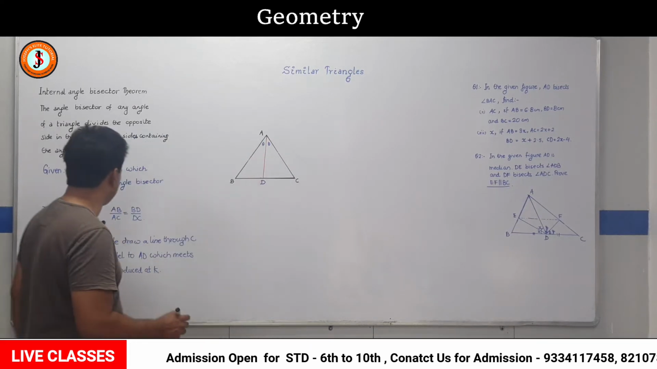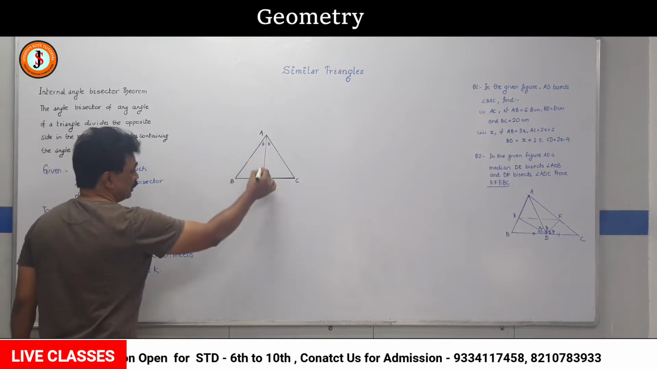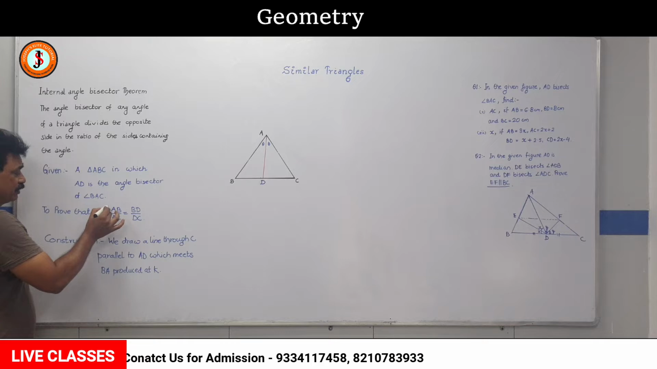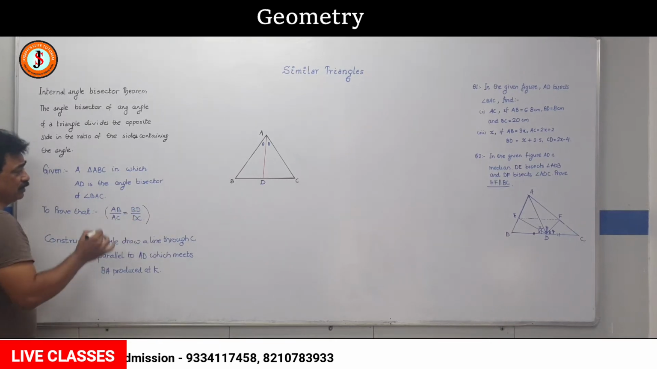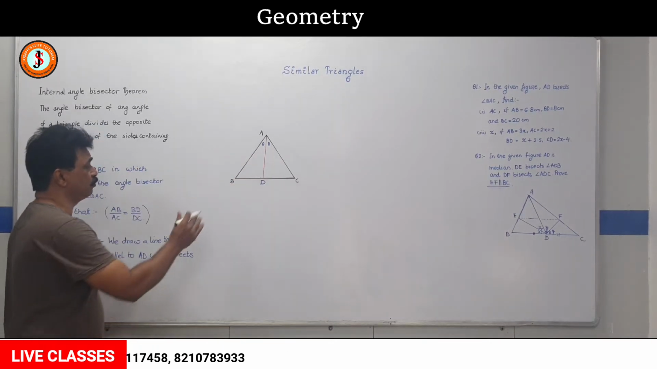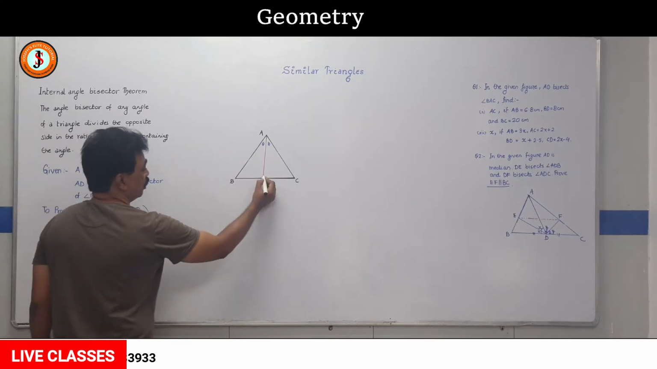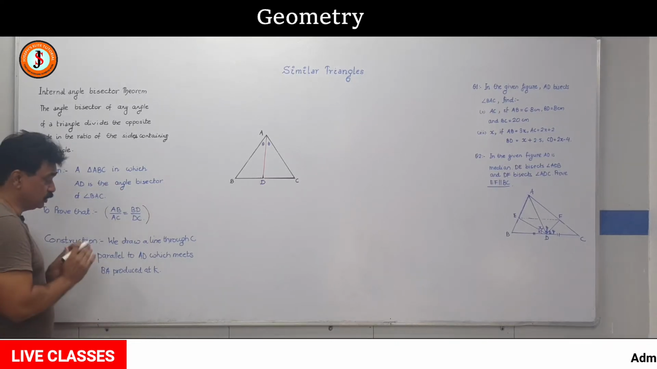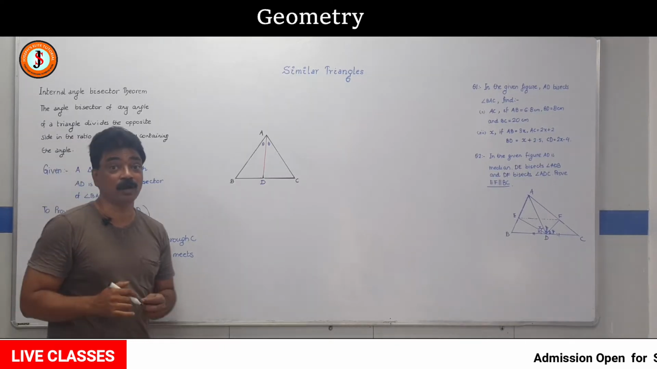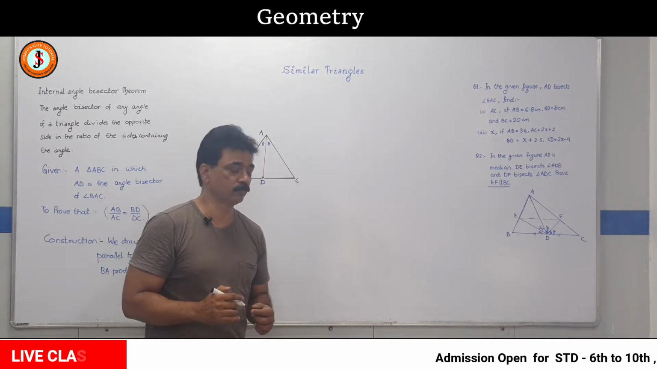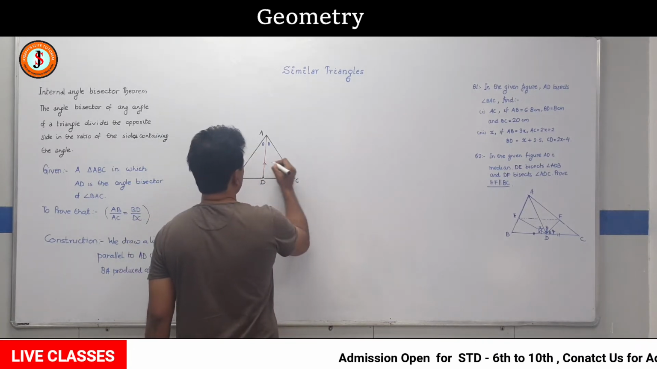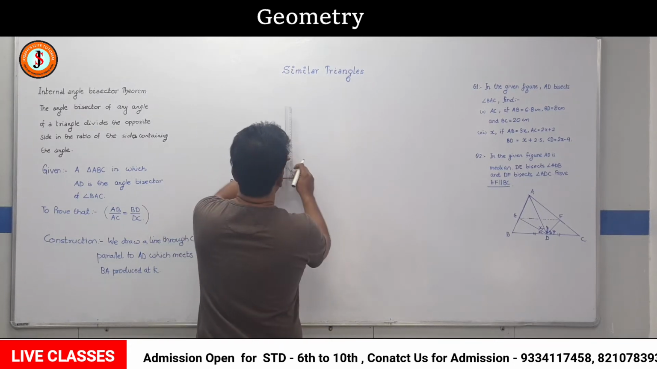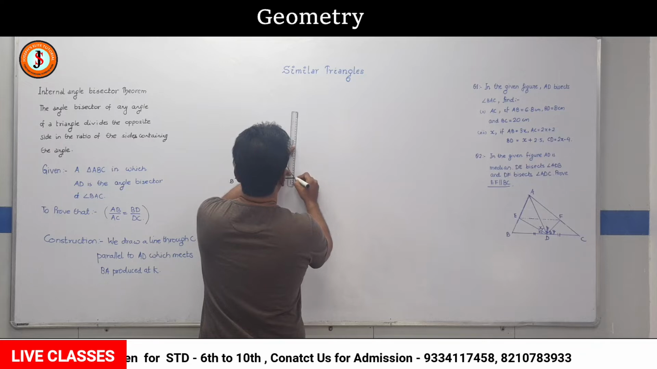So given a triangle ABC in which AD is the angle bisector of BAC, what has to be proved is the ratio of the sides containing the angle, AB by AC, is equal to the ratio of the opposite side which has been divided by AD. So AB by AC is equal to BD by DC has to be proved. So here we will do a construction so that we will be able to apply BPT, basic proportionality theorem. We will draw a line through C parallel to AD.